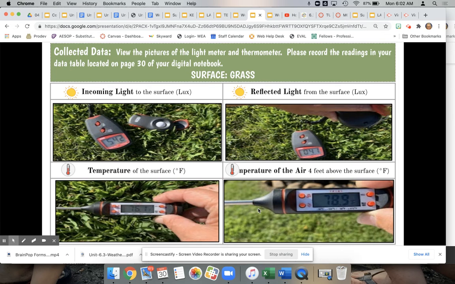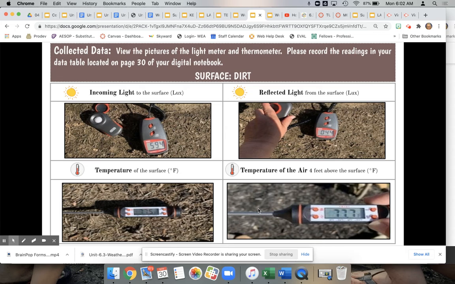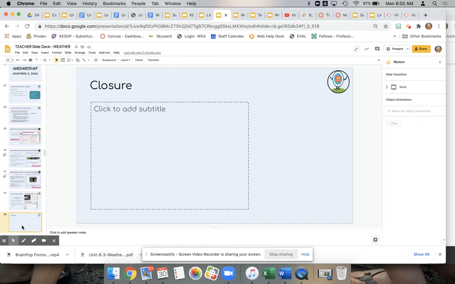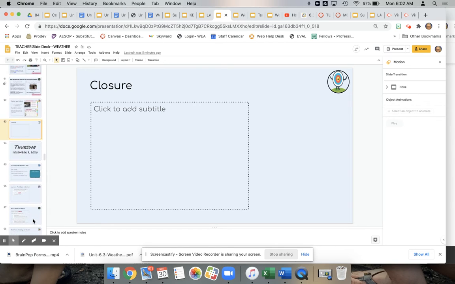There is a slide for every surface. So we have the car, grass, cement, and then dirt. And I didn't really do a closure for this day, just that would be something I would encourage you to customize for your own student population.